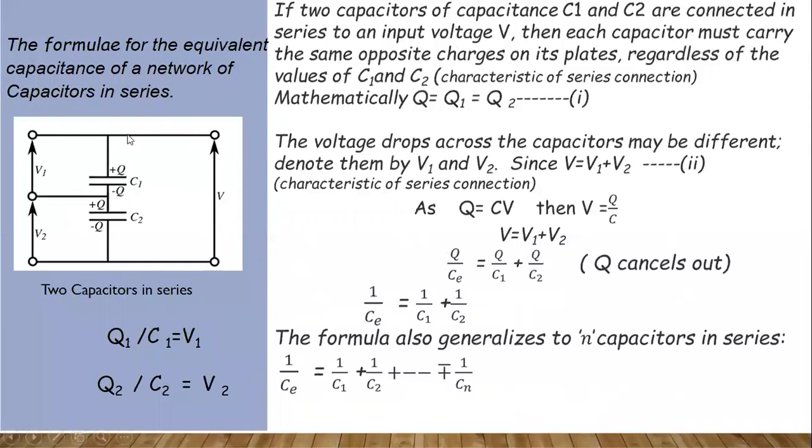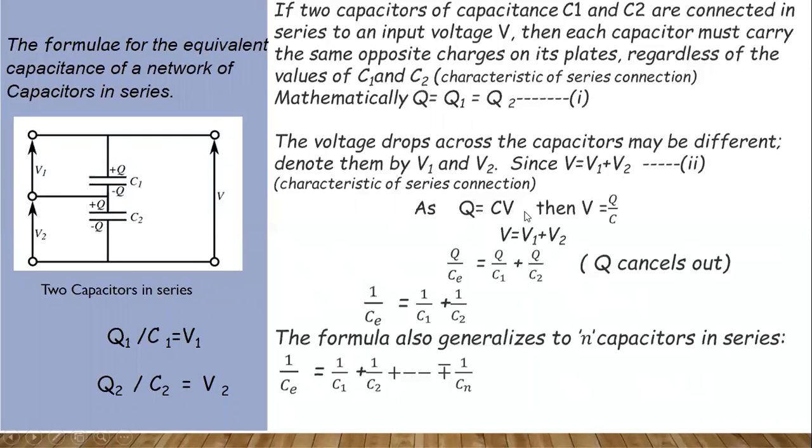In this way we can say the same charge is induced in both capacitors, but the voltage across each will be different. So mathematically we can write Q is equal to Q1 is equal to Q2, because in a series circuit the same charge is across each capacitor, and the voltage drop across each capacitor is different. So we say the source voltage is equal to the sum of the individual voltage drops across each capacitor. So we say V is equal to V1 plus V2.